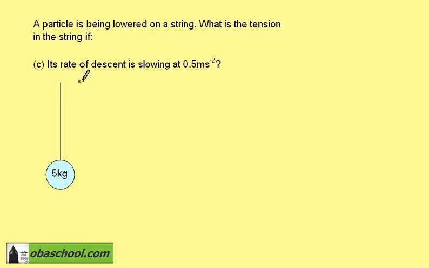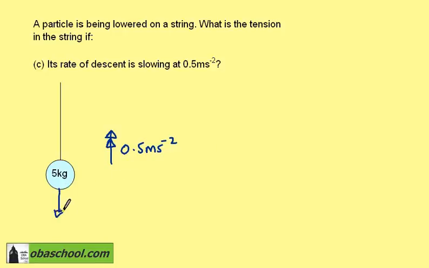Now in part C, the particle is still being lowered, but its rate of descent is slowing at 0.5 meters per second squared. In other words, the acceleration is now upwards. Since the particle is being lowered, but the rate of descent is slowing, the acceleration must be upwards.